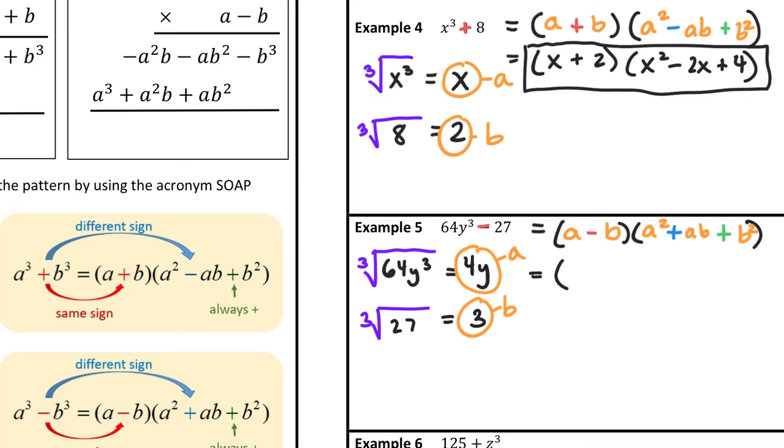Equal to 4y minus 3, then what's 4y times 4y? 4 times 4 is 16, and y times y is y squared, plus A times B. What's 4y times 3? 4 times 3 is 12, so that's 12y, plus B squared. 3 times 3, that's 9.